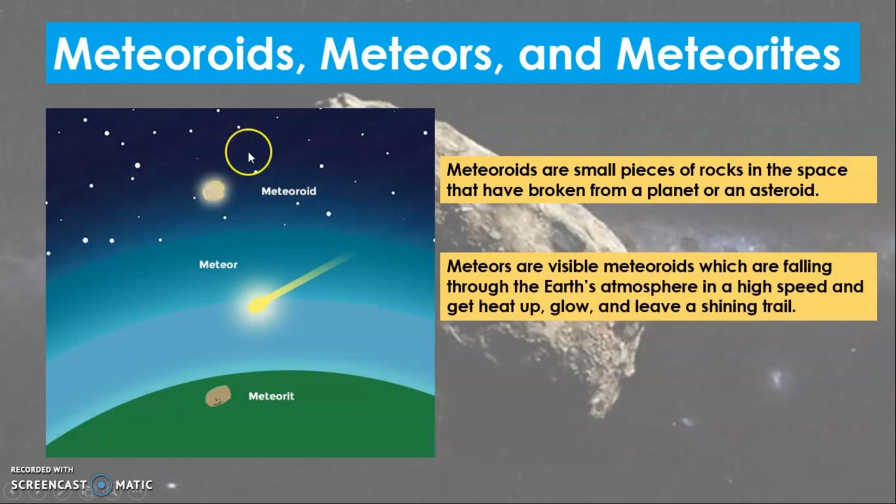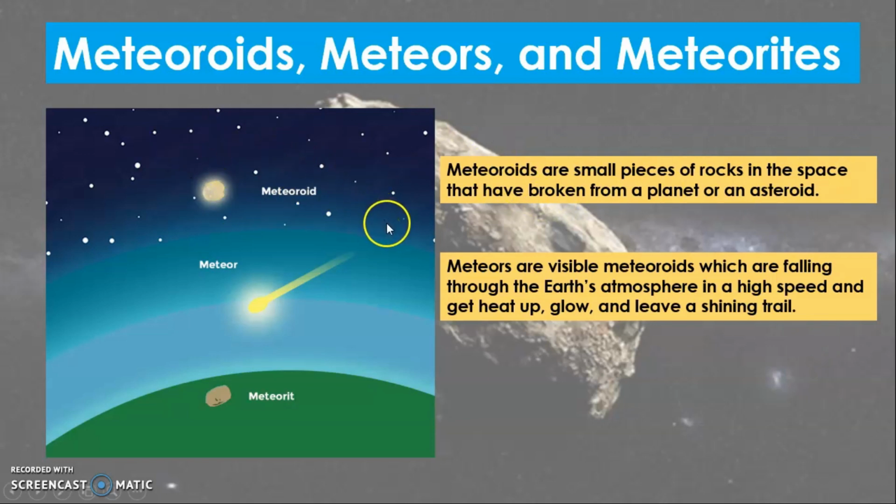While meteors are visible meteoroids which are falling through the Earth's atmosphere in high speed and get heat up, glow, and leave a shining trail. This is glowing and it has a shining trail like this, like a comet. Okay, so meteors are already falling through the Earth's atmosphere, while meteoroids are still in the space.